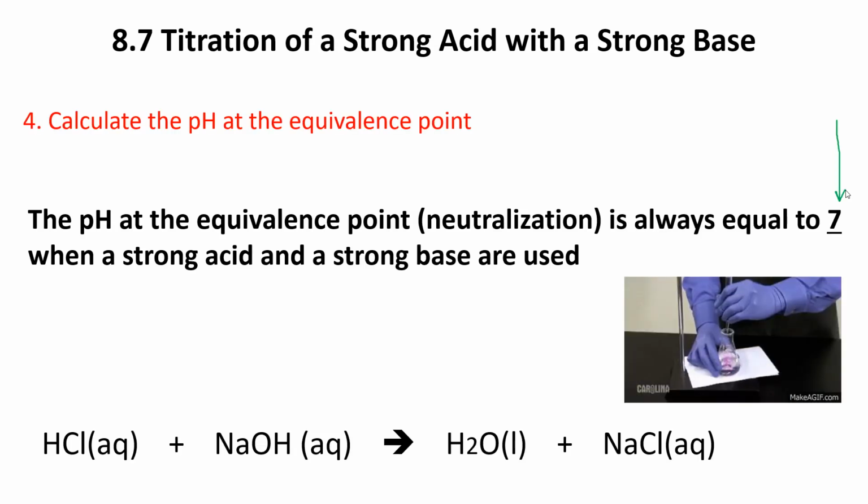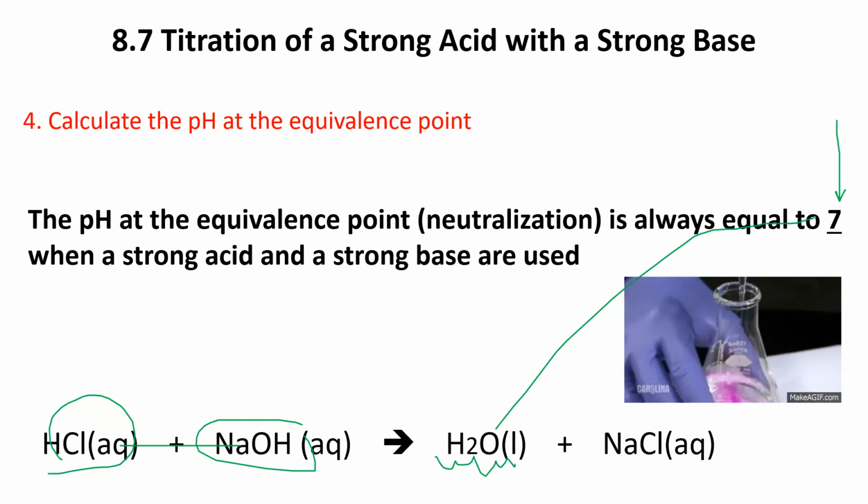I don't know why I put the balanced equation up there. But if you think about it here, we've got this amount plus this amount. It's all been neutralized. All we really have left is water. And what's the pH of water? The pH of water is 7.